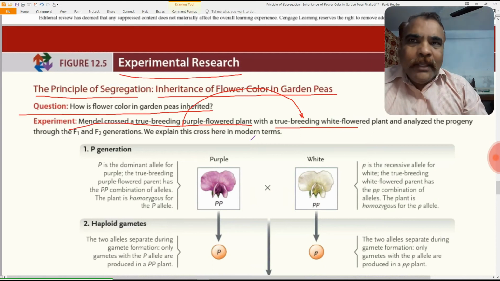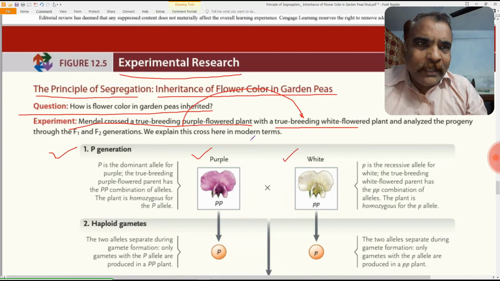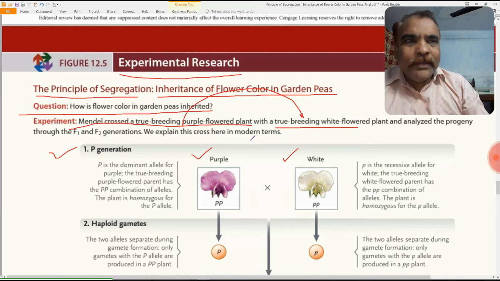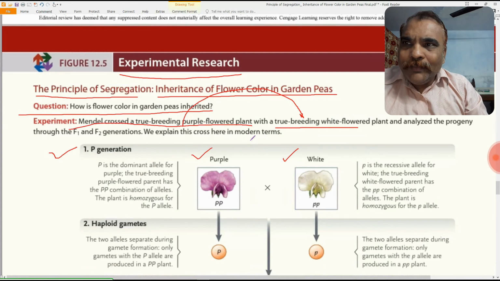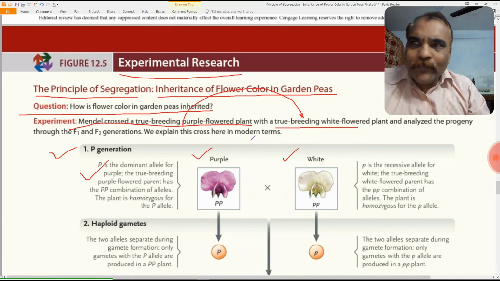Now here the P generation means the parent generation. So one parent plant has purple flowers and another plant has white color flowers. These are the parents, or P generation. Now for purple, P is the dominant allele. P is the dominant, or we can say the expressive allele.